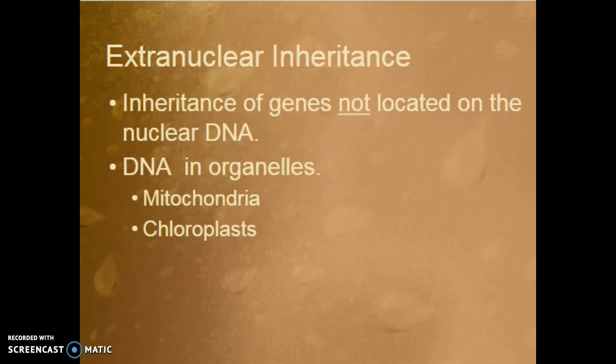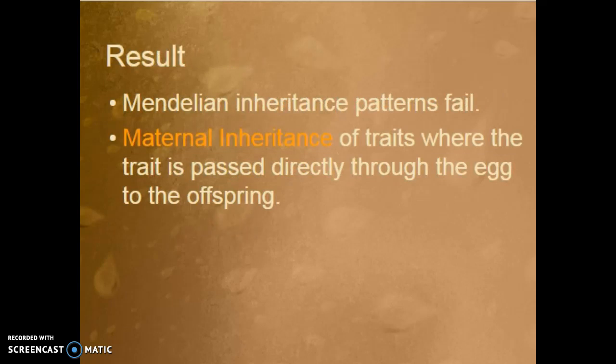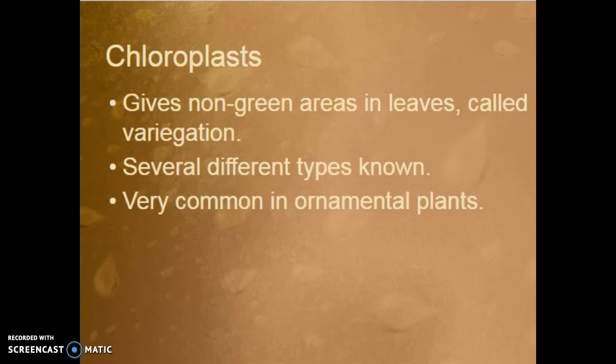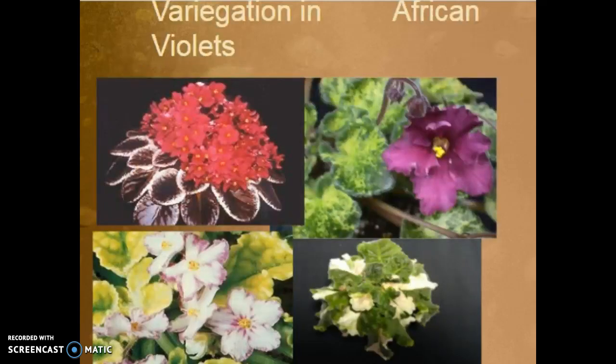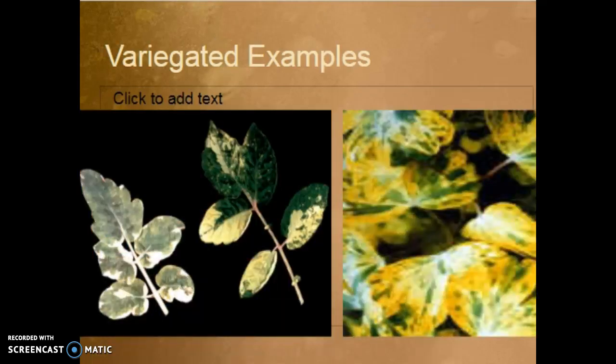Quickly, there are some things that are inherited extranuclearly that don't follow this pattern. Mitochondria and chloroplasts, because of that endosymbiont theory, we know about that. That has nothing to do with crossing over or chromosomes or things like that. Again, Mendelian inheritance patterns fail, especially where traits are passed from the egg, and that's mitochondria, chloroplast, same idea. So there's variegation in plants. You can see that there are different color patterns due to the chloroplast DNA being passed from one generation to the next.